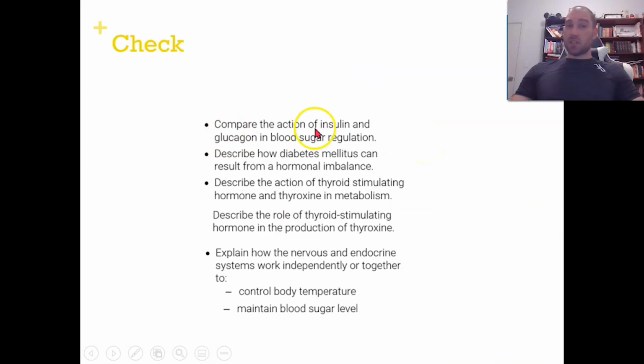So let's do our check. Compare the action of insulin and glucagon in blood sugar regulation. Describe how diabetes mellitus can result from a hormonal imbalance. Describe the action of thyroid stimulating hormone and thyroxine in metabolism. Describe the role of thyroid stimulating hormone in the production of thyroxine. And explain how the nervous system and endocrine system work independently or together to control body temperature and maintain blood sugar level.